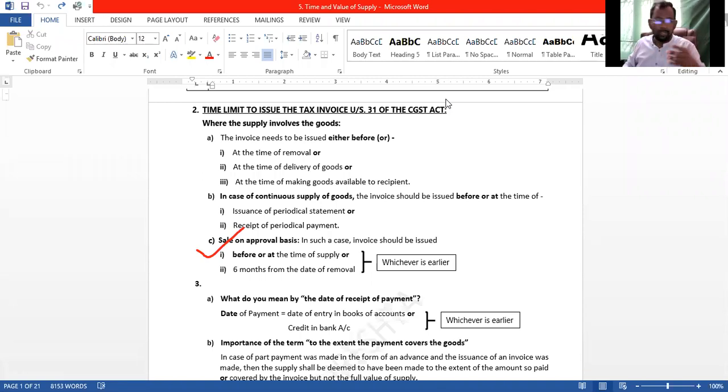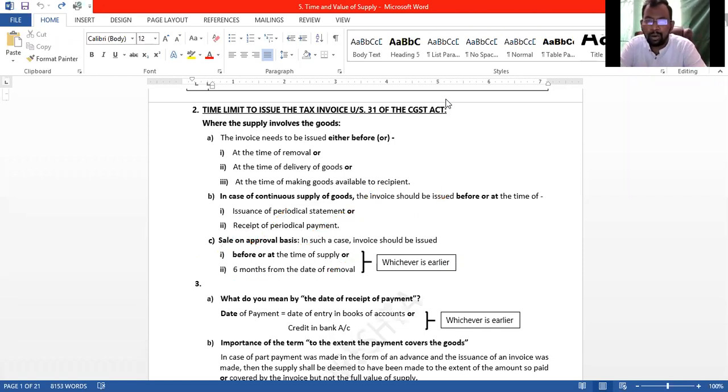Now in that case, whenever the goods are removed or delivered to the recipient, do I need to issue the invoice? No. Wait until the acceptance from the buyer. Wait until the buyer gives you approval. Approval ఇచ్చిన తర్వాత నువ్వు ఇన్వాయిస్ ఇష్యూ చేయాలి. అందుకే ఇక్కడ separate time limit ఇచ్చారమ్మా. So when the goods are sent on sale on approval basis, in such a case, the invoice should be issued before or at the time of supply or 6 months from the date of removal, whichever is earlier.